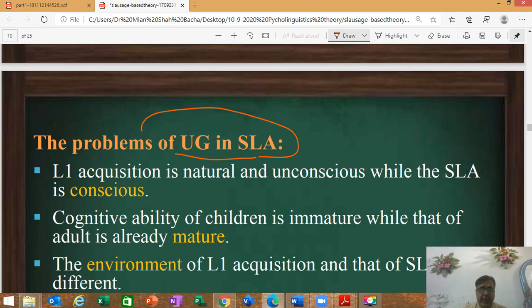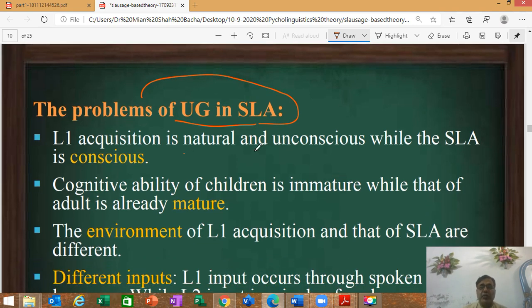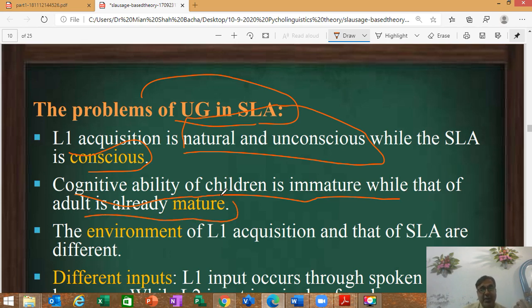You have to look at this. L1 acquisition is natural and unconscious. We are all aware of it, while SLA is conscious, because when we are learning a second language, we become conscious. The cognitive ability of children is immature, while that of adults is mature. Yet children learn superbly. Though the adult mind is mature, the speed of learning does not happen the way it does in first language acquisition.